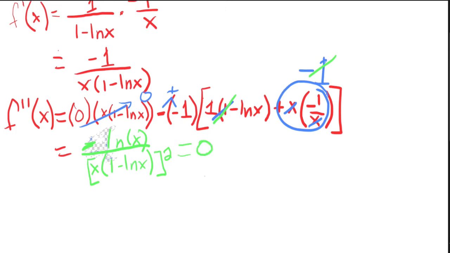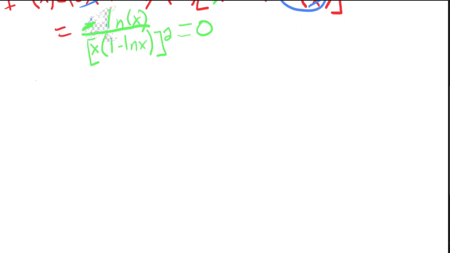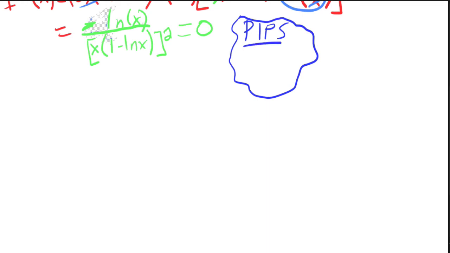And so we set that equal to 0 to find my PIPs. So let's write them down over here. From the top, ln of x equals 0 when x is equal to 1. That's good. And then if I solve the bottom, I get another PIP when x equals 0 from this one. And from this guy, if you solve 1 minus ln of x equals 0, you get x is equal to e. So you have 3 PIPs: 0, 1, and e.